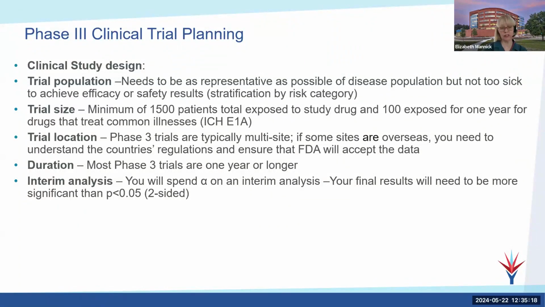Duration, most phase 3 trials are 1 year or longer. And again, same issue as in phase 2 about interim analyses. If you're going to do a number of interim analyses, just make sure that you talk with your statisticians and that you power your study for taking into account the fact that you're going to lose alpha by conducting these analyses. Next.